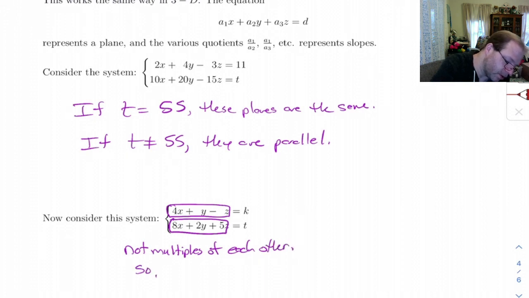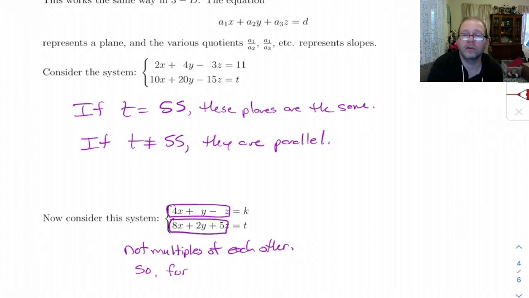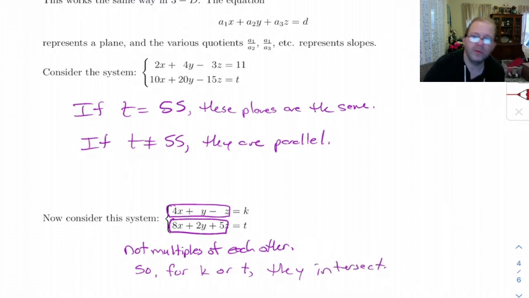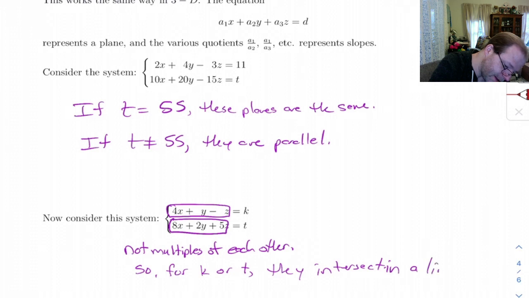So that means that these two planes are going to intersect. And that's true for any k or t. So for any k or t, they intersect. And when two planes intersect, they intersect in a line. And so the system has infinitely many solutions.